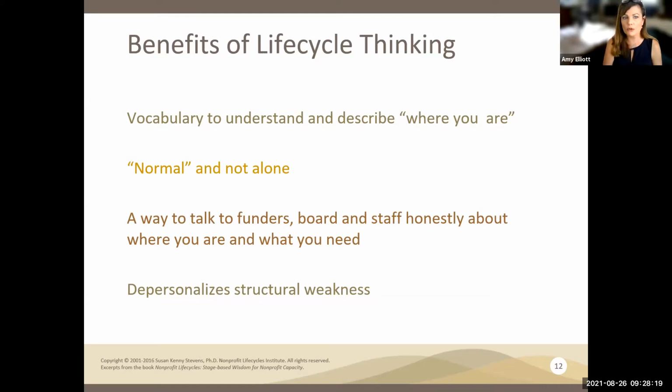Also, as I've mentioned before, it's a way to talk to funders, to your board, to your staff, honestly, about where we are and what we need and what is next. And I find that, in an ideal world, your board is very aware of where you are and what you need next, and they're providing you with all the moral and financial and actionable support that you need to do so as an executive director.